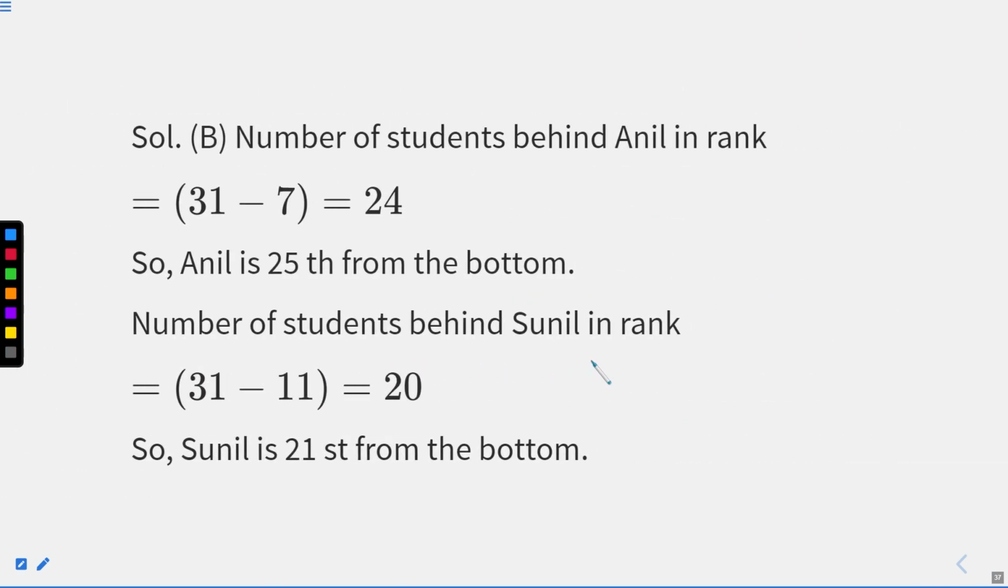Now you'll find it in a better manner. The number of students behind Anil's rank is, as we have followed, 24. But if we need to add the rank of Anil again, we need to add 1 and Anil is 25th from the bottom. I hope this thing is clear. And for the same, we'll have 21 as well. Right. Now I hope everything is clear.